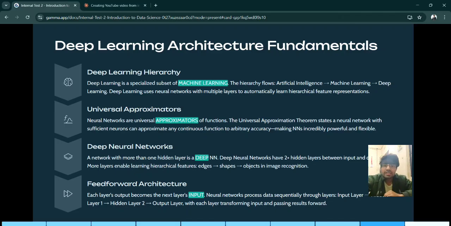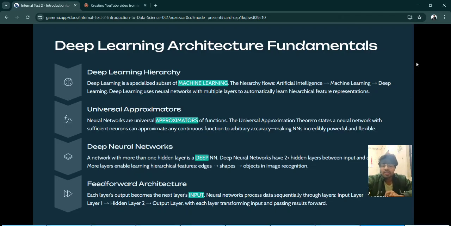Now let's move to section C on deep learning. So question number 26. Deep learning is a specialized subset of blank. So the answer is machine learning or ML, or artificial intelligence or AI also. So understanding the hierarchy is important.